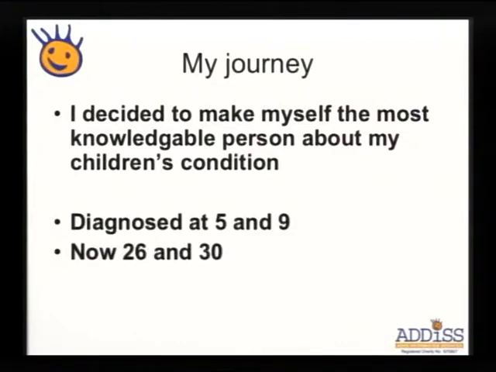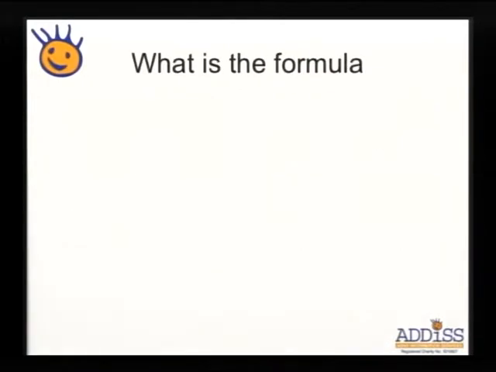My personal journey, when my children were diagnosed when they were aged 5 and 9, they're now 26 and 30, so I've gone through all of this. My 30-year-old is a university graduate, and my 26-year-old, he's got an autistic spectrum disorder as well, so he's a bit more impaired, but he's a well-functioning, happy person. I decided to make myself as knowledgeable as I possibly could be in order to help my children. And I came up with a formula to get parents through, and I want to share this formula with you because I think it's really important to give parents hope.